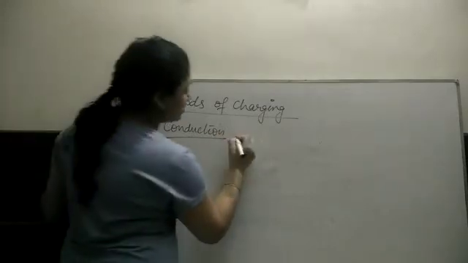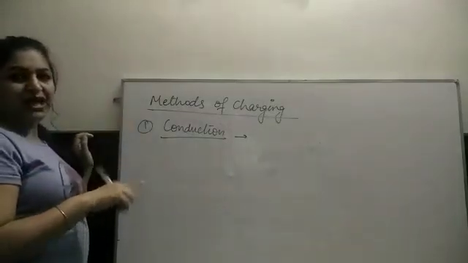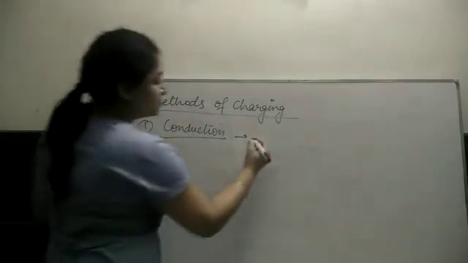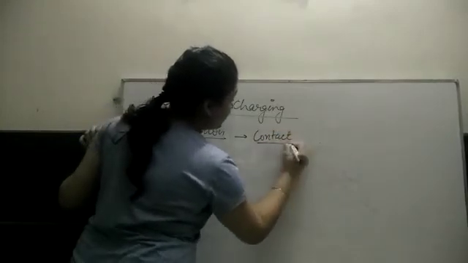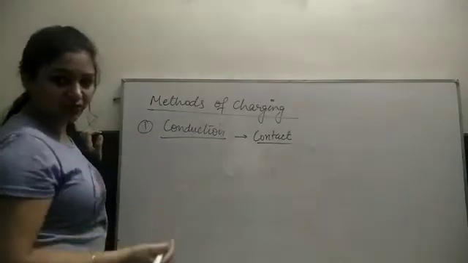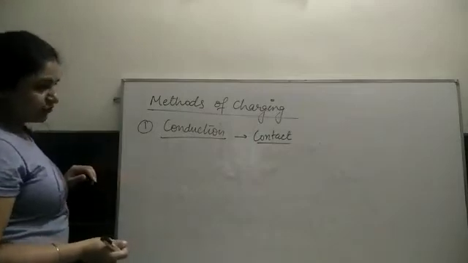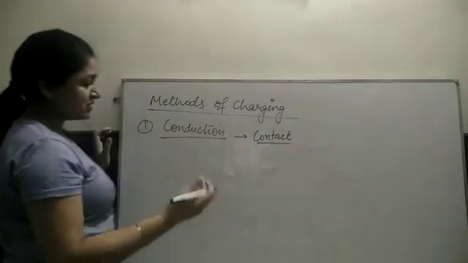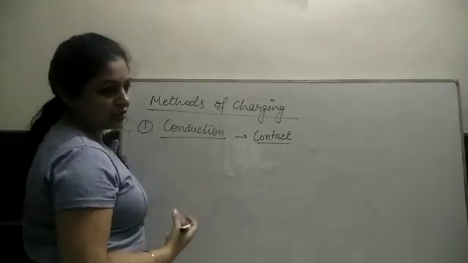So here one condition is there: when the two bodies are in contact, charge from one body can go to the other body. The main condition is that both of the bodies are in contact, only then can the charges flow from one body to the other body. Charges can flow means the free electrons of the body can flow from one body to the other body, and because of the movement of the electrons, the two bodies will acquire the charges.